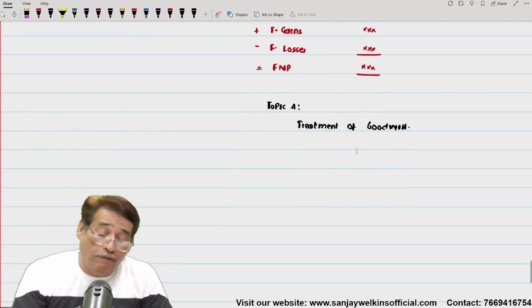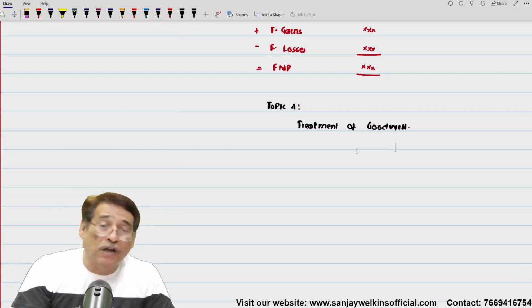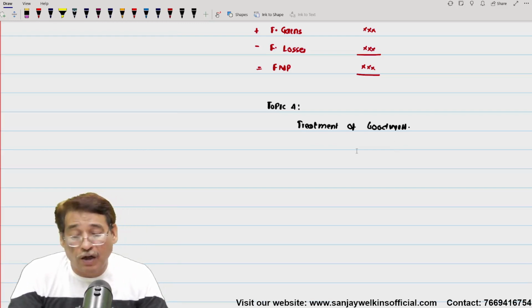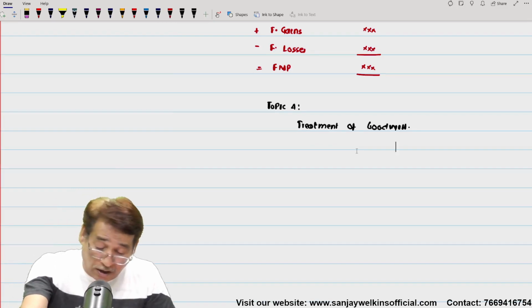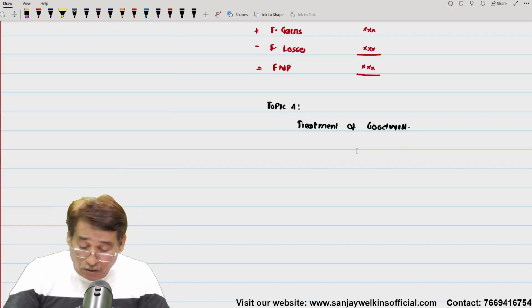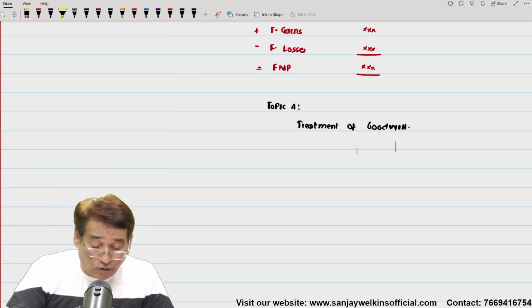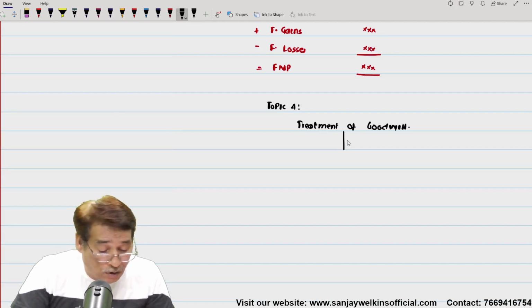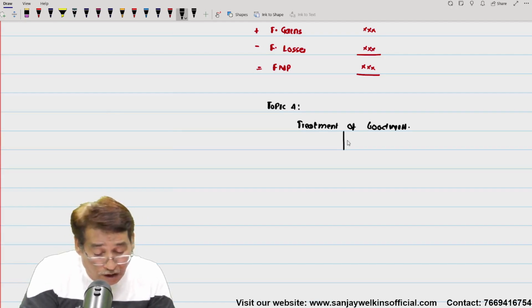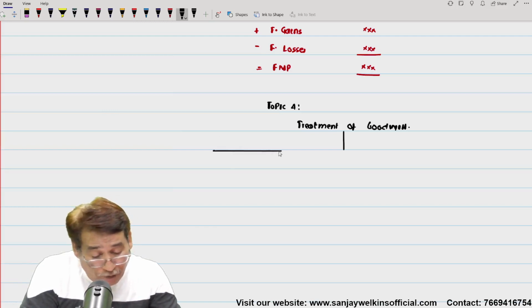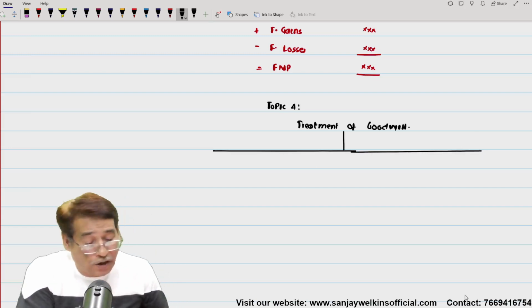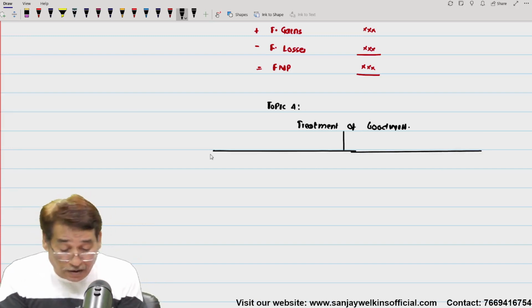When we say treatment of goodwill, what does it mean? As I told you a moment ago, when a new partner is admitted, he is asked to bring his share of goodwill. So how are we going to treat it under accounts? There are generally two broad situations for treatment of goodwill: when the new partner brings his share of goodwill in cash, and when the new partner fails to bring his share of goodwill in cash.